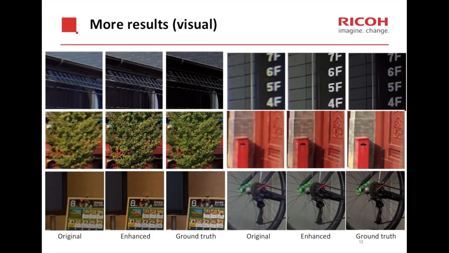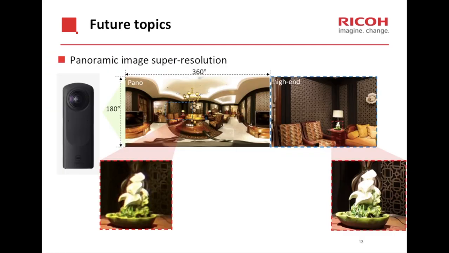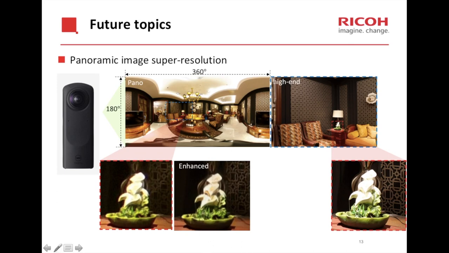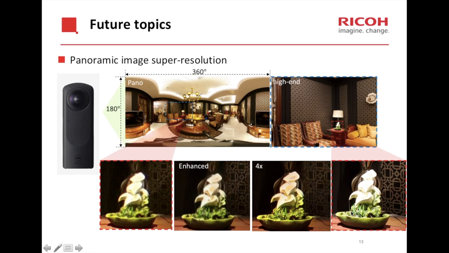In this slide, we show more visual results using the Panoramic-High-end dataset. We can see that the enhanced image quality is very close to the ground truth. We also tried panoramic super resolution. In this slide, we can see that the image is enhanced compared to the original one, but not comparable to the ground truth, which is the original size without any downsampling. We can use super resolution to improve image quality further to achieve true ground truth image quality, which is really exciting.